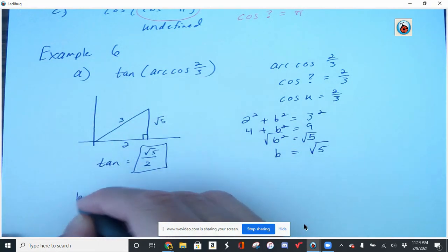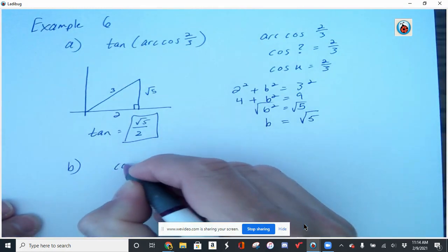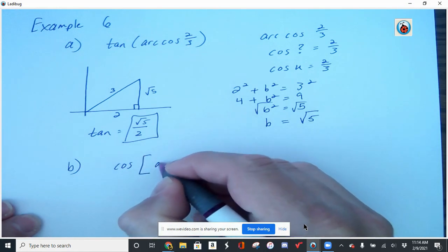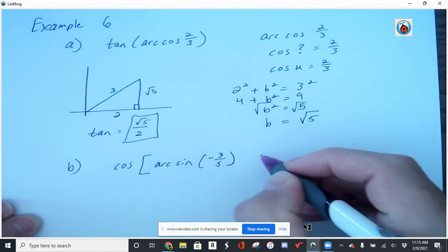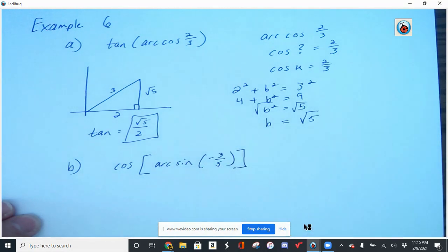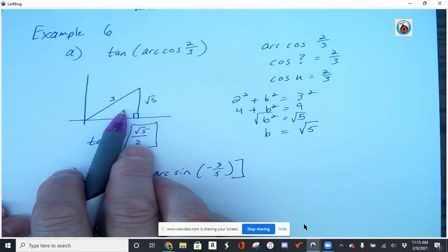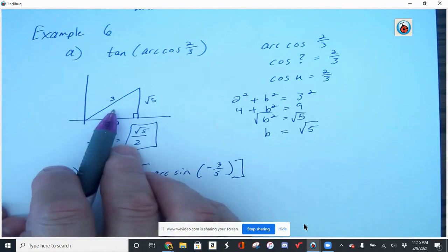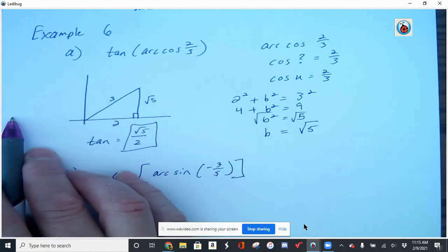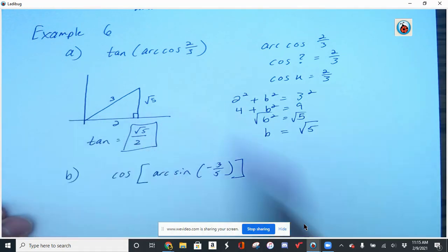Let's go ahead and go to problem B of example 6. I want to find the cosine of arc sine of -3 over 5. And by the way, why did I use the first quadrant here? Obviously, because cosine is positive here. When we deal with cosine, we're dealing with quadrants 1 and 2 because we're going from 0 to pi. So in quadrant 2, cosine is negative. That's why we drew the triangle in quadrant 1.